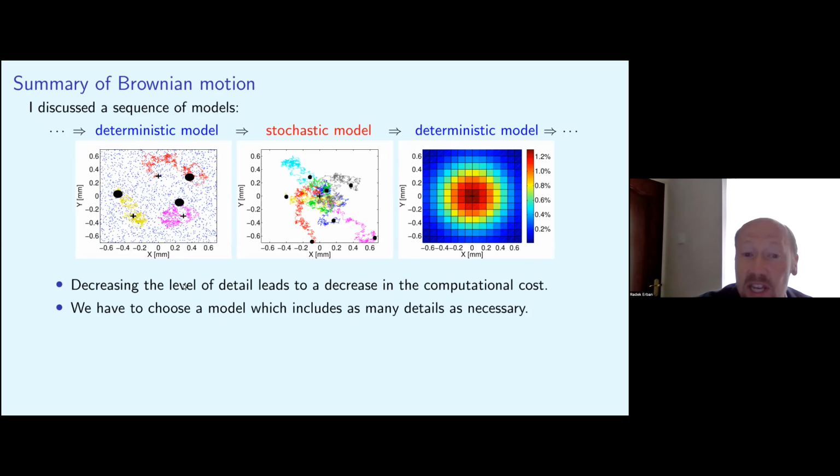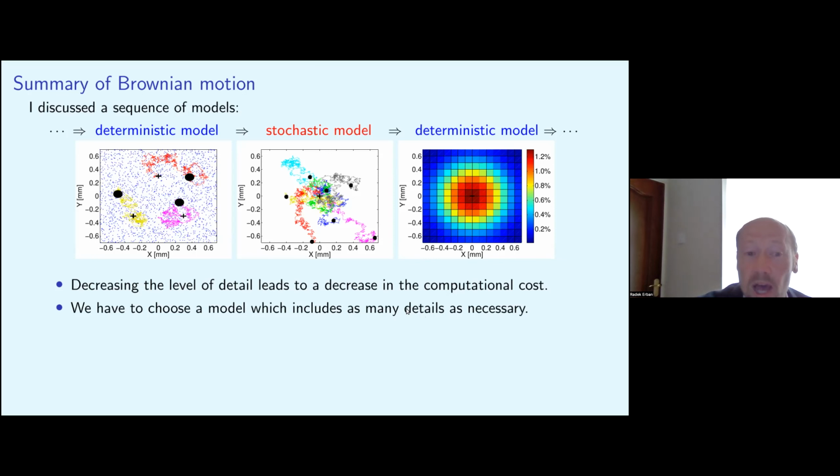And if we decrease the level of detail, it also decreases the computational cost. This is computationally intensive to simulate, because I have to track all the particles, not just the proteins, but also all the water particles. Here I'm simulating just partial differential equations, so I don't need to worry about individual positions of these black particles. For each application, you have to choose a model which includes as many details as necessary.